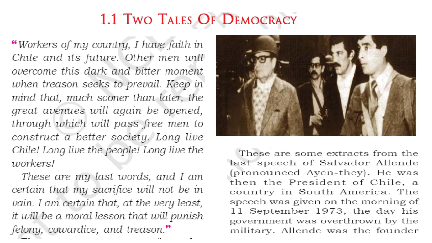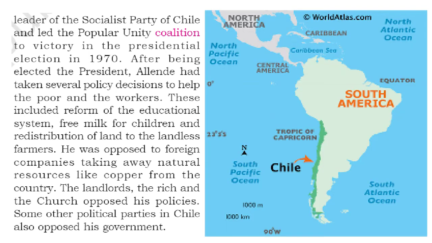Now, coming to Chile, you had Allende, who was the president of Chile, and the government was overthrown by military rule during that time. He was a socialist leader and also a leader of the Socialist Party. He led the party known as the Popular Unity Coalition and attained victory in 1970. The idea was to help the poor and workers, so it supported the cause of workers and the poor.